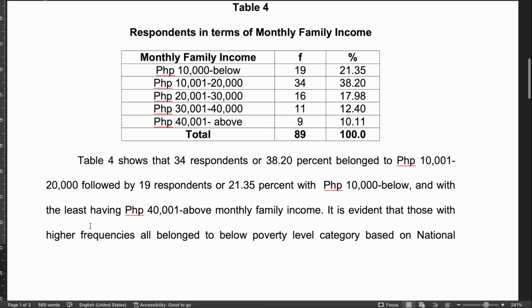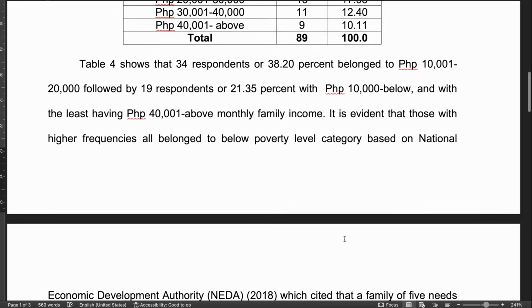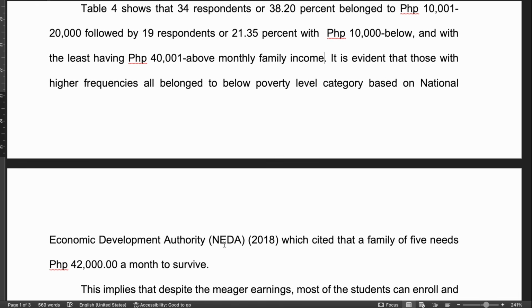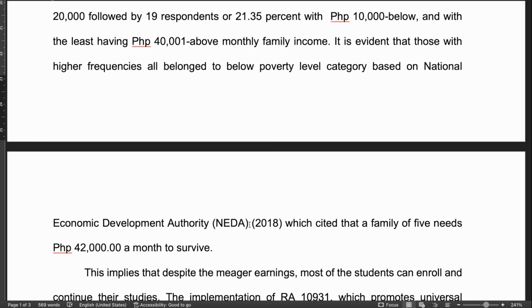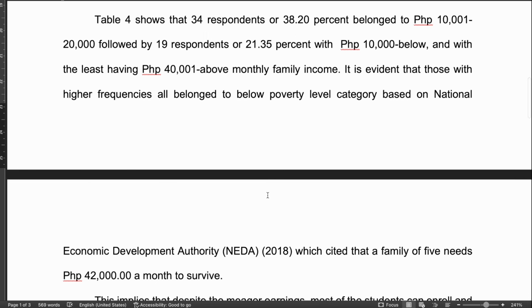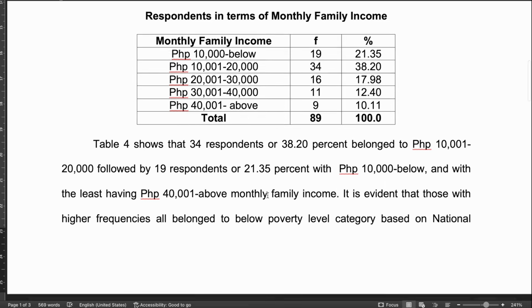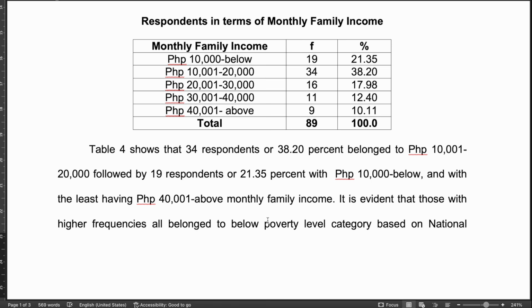It is evident that those with higher frequencies all belong to below poverty level category based on National Economic Development Authority or NEDA 2018, which cited that a family of 5 needs 42,000 pesos a month to survive. Okay, so meron ka na ngayong ipinasok na konteksto ng RRL na parallel doon sa nakita mong findings. Kumbaga relevant siya. Mas marami yung nasa below poverty level.